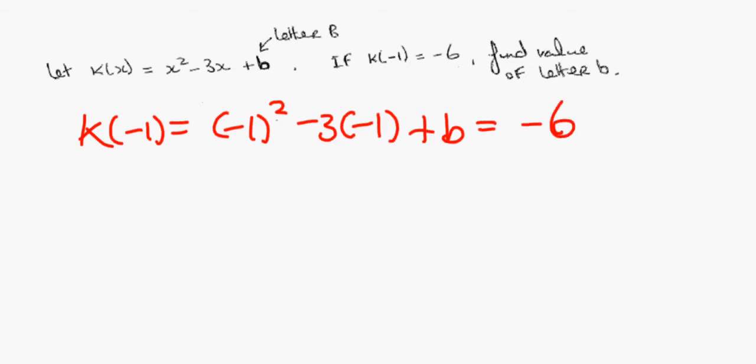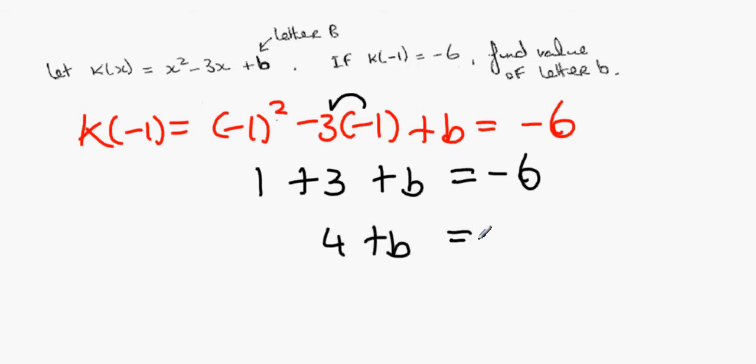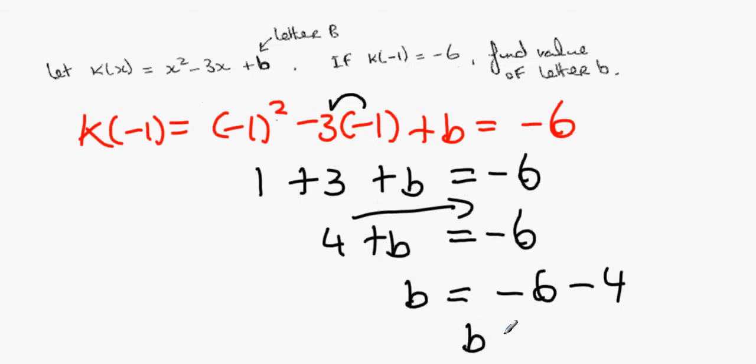So all we have to do is put this in the calculator. Minus 1 squared is 1. Minus 3 times minus 1 is plus 3. Plus b equals minus 6. 4 plus b equals minus 6. Bring over the 4 to the other side. b equals minus 6 minus 4. b therefore equals minus 10. Okay.